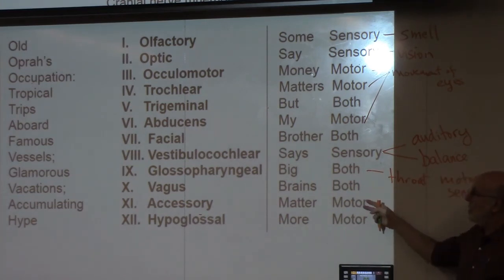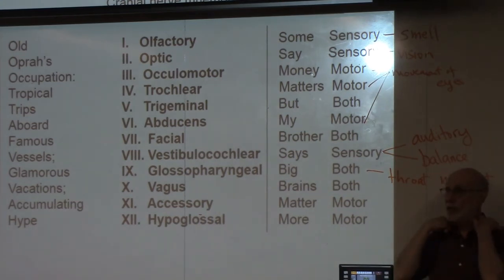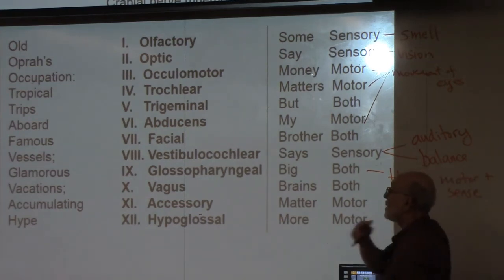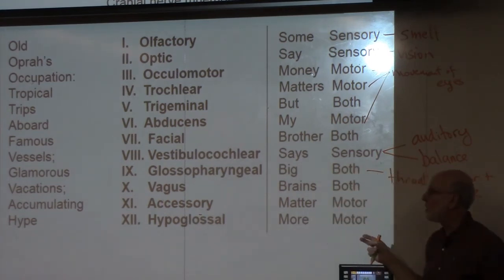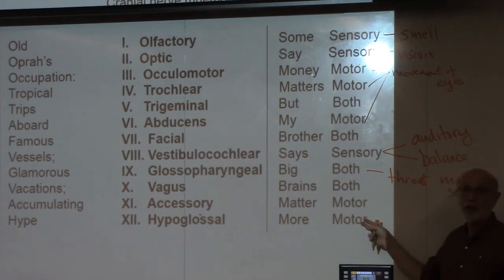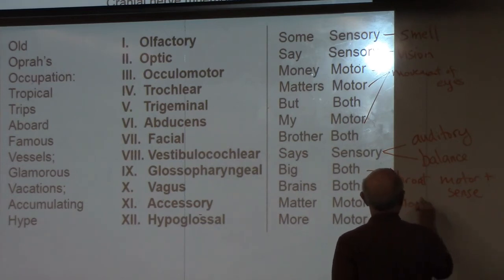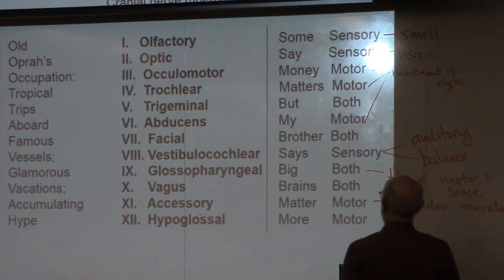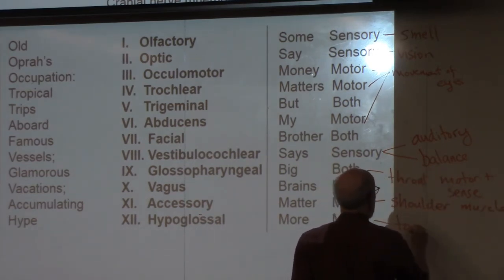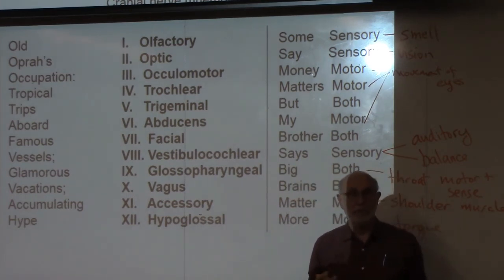The accessory is a motor, controls our shoulders and neck. The muscles of our shoulder and neck, the trapezius is innervated by the accessory nerve. And hypoglossal is our muscle controls our tongue. Accessory is shoulder, muscle, and hypoglossal tongue control. Again, for speaking, swallowing, chewing.